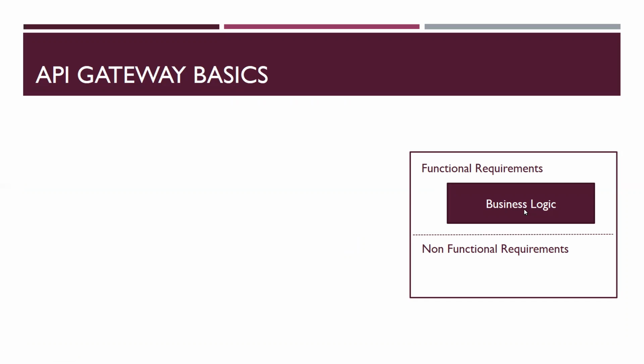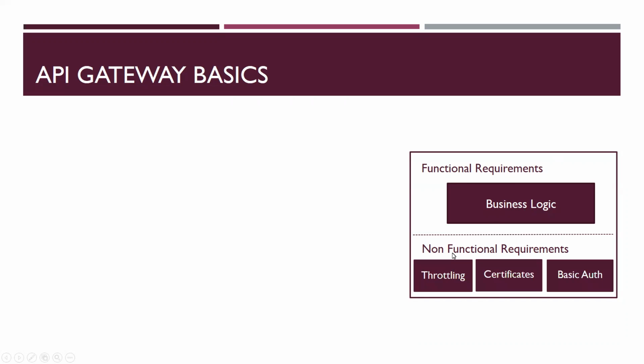Let's suppose you are getting some data from a database or from Salesforce, and then we are doing some transformations and updating that data to some target systems. All that business logic, whatever we are implementing, comes as part of the functional requirement. And we also have non-functional requirements, let's suppose throttling, certificate, basic authentication, OAuth, caching, and client ID enforcement. Those are non-functional requirements.